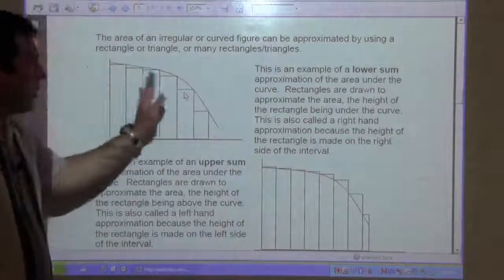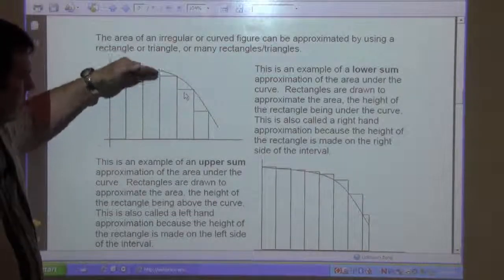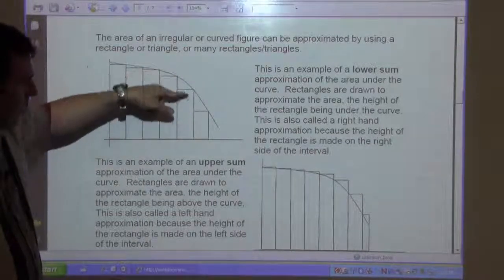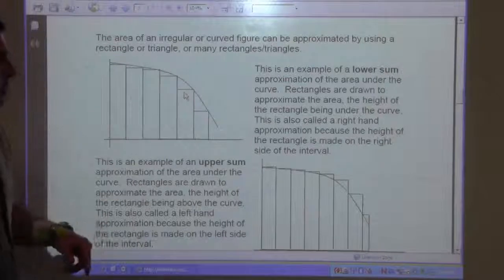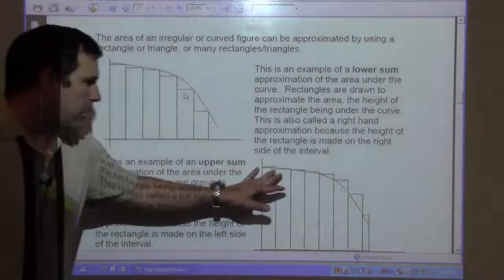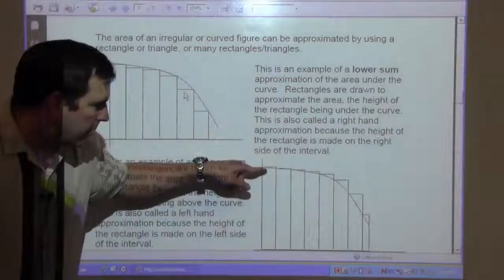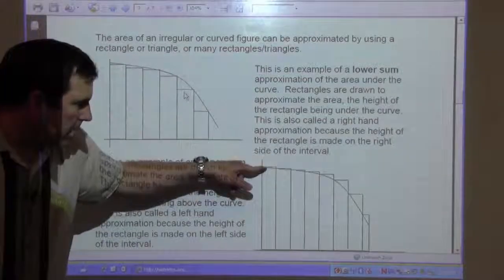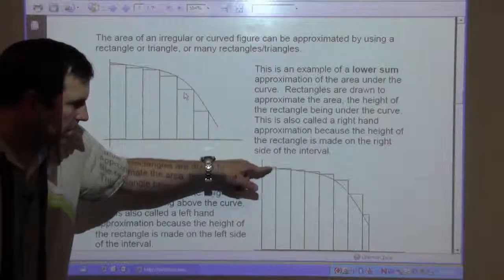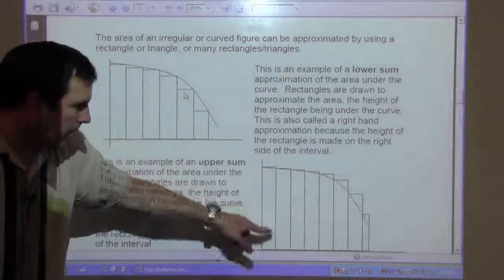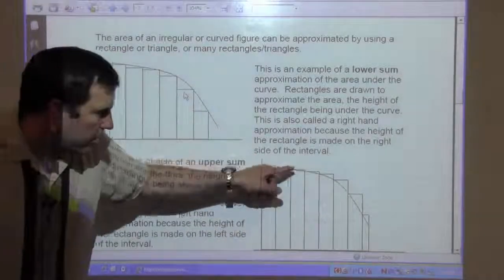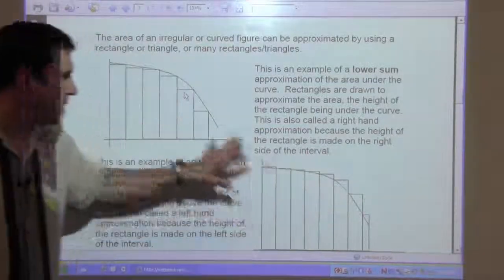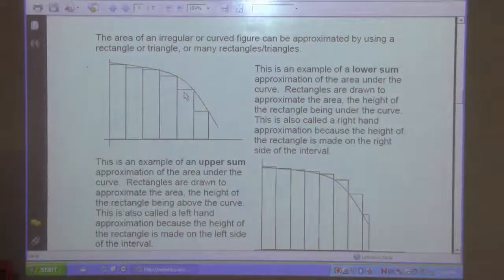This is an example of a lower sum because the rectangles go to the lower part of the curve. Over here is an approximation of an upper sum. Each rectangle is above the curve. So the highest point of the rectangle, from either side, the highest point is drawn. And so this one's an over approximation, this is an under approximation.